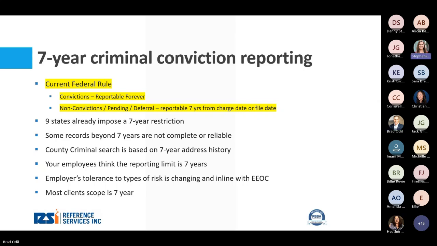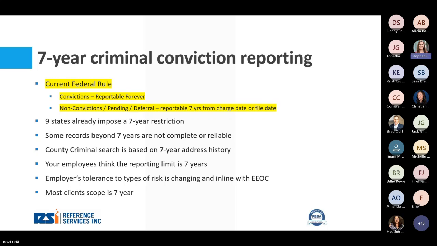Yeah, so now we're going to look, like Brad said, at RSI's 7-year criminal reporting standard. Many factors played a role in the decision to move to a 7-year reporting standard at RSI. So we have some of those listed here. Under the federal Fair Credit Reporting Act, a criminal conviction is reportable forever, and non-convictions, including pending cases and deferrals, are reportable for 7 years from the charge date or file date.